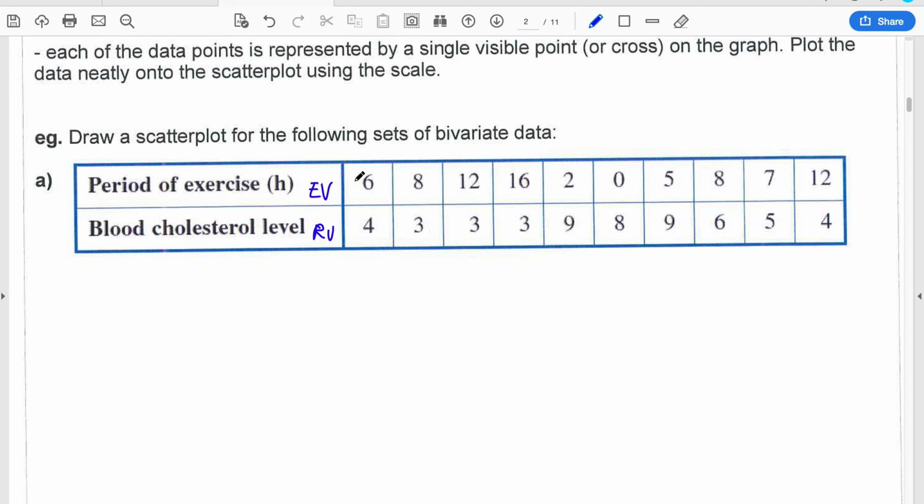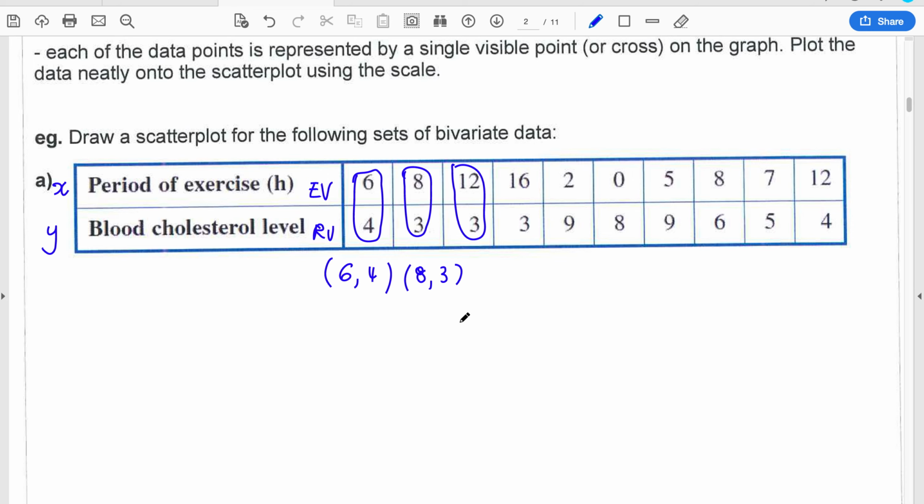What's important is that this represents one person. So you can't move this data around or change the order because this is a dot. Remember I said EV is your X, it goes on the X-axis, the horizontal, and RV goes on the Y. That means that this here is the ordered pair 6, 4 that we're going to plot. And this is the ordered pair 8, 3 that we're going to plot.